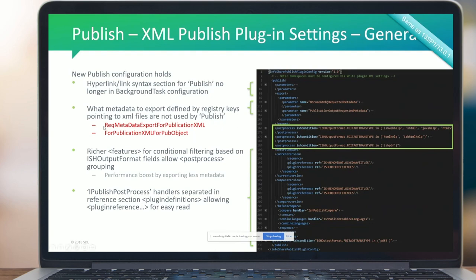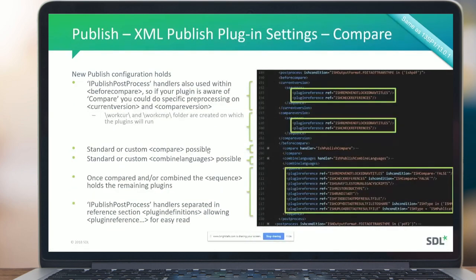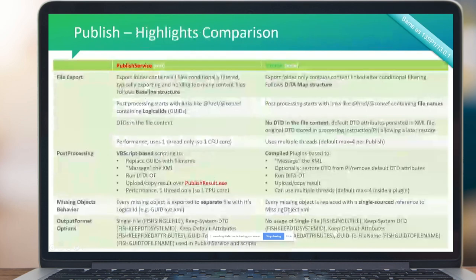Another one is that where in the past we would have two registry settings that pointed to an XML file on which metadata to export, you can now decide which metadata to export per output format. And that's also a performance increase, because usually you only need that rich metadata for one or two of your output formats, but not for all of them. So again, a possibility for speed. As I said, the compare is now a plugin, and again, respects all of those things as mentioned here.